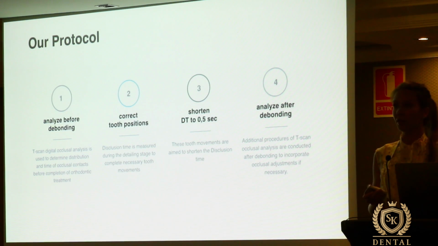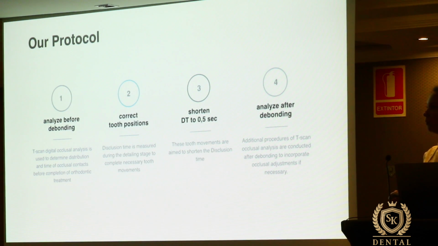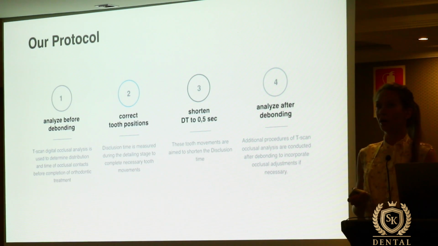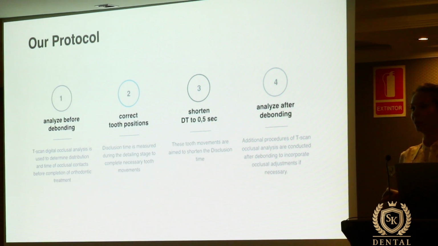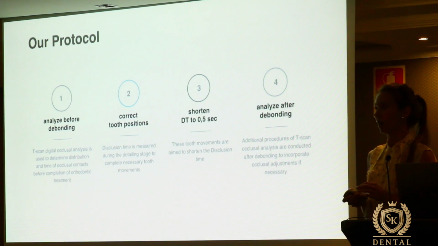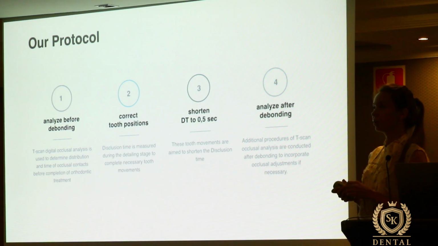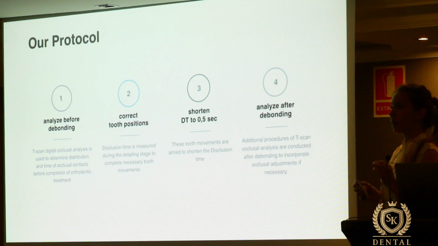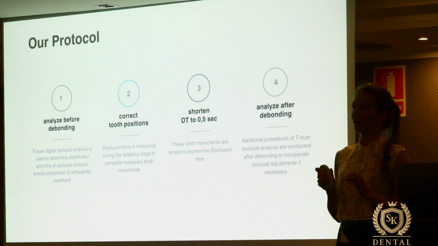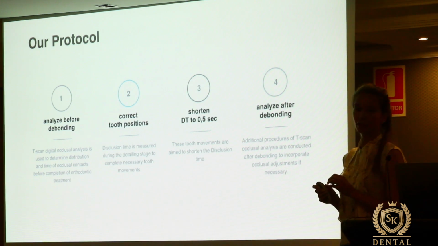So our aim is to decrease the so-called disclusion time, which is the time of the teeth being away from the maximum intercuspal position to the anterior guidance position. The average disclusion time is about 0.5 seconds, and our aim is to achieve tooth position so that we have this disclusion time within this range. So we modified final tooth positions during the detailing stage so as to decrease this disclusion time.